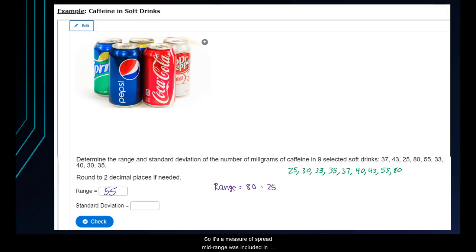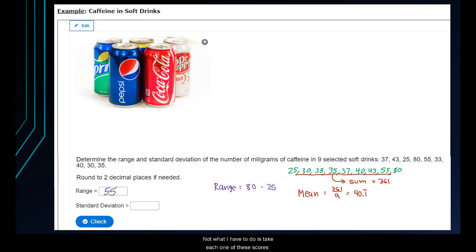Mid-range was included in central tendency as well, but I think it's kind of more of a measure of spread myself. So now as we get to standard deviation, for me to do the standard deviation, I need to calculate what the mean is first. So I'm going to sum these together. I'm going to get 361. There are 9 of them, so 40.1 repeating is the mean.